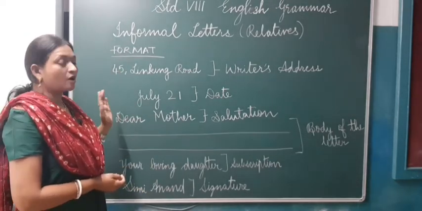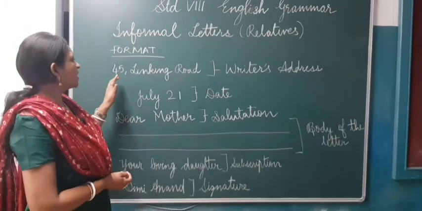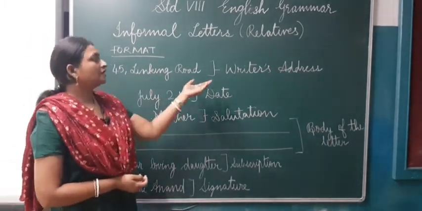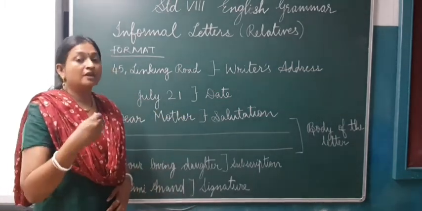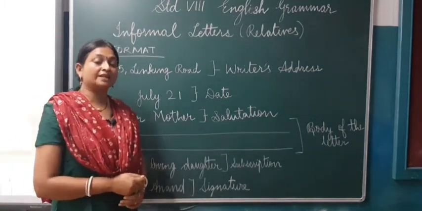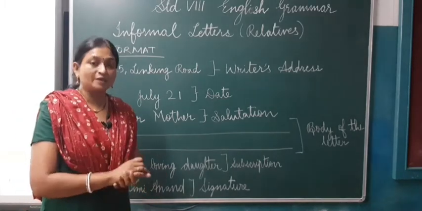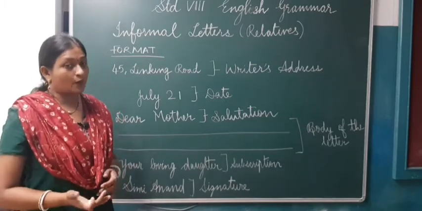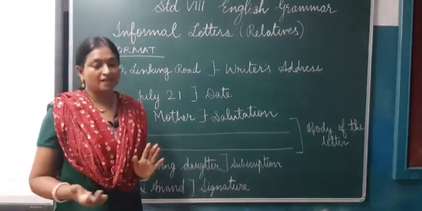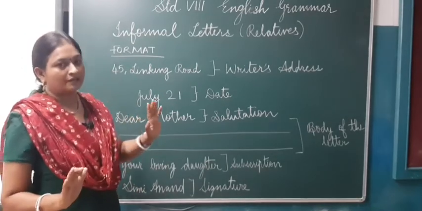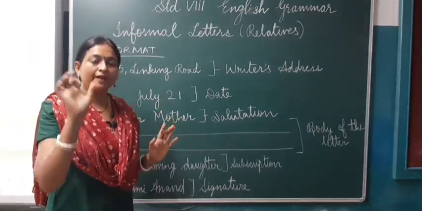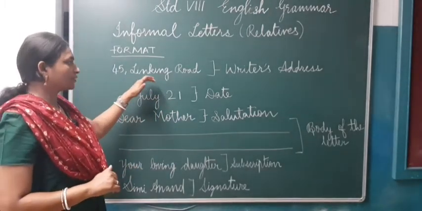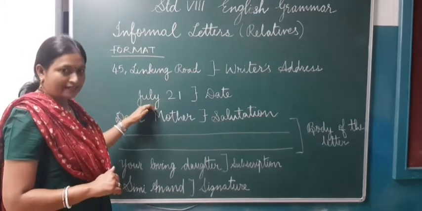So first comes your address. Okay, now I have written one just like that, 45 Linking Road. This is the writer's address. Okay, you know, in some letters you would have seen that they even write the pin code. Now the pin code is not that necessary. It's optional. If you want, you can write the pin code, and if you don't want, it's okay. The pin code should be on the envelope; in the letter, if it is not there, it's okay. And after that you will be leaving one line, and then comes the date.